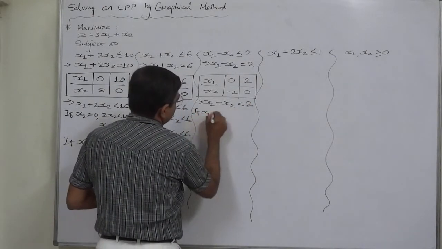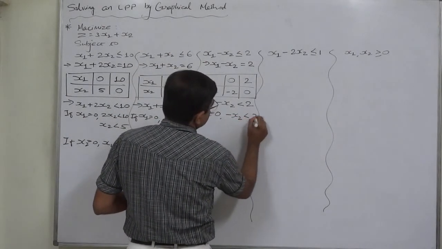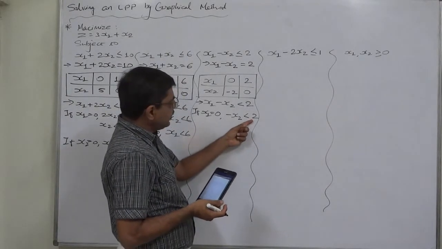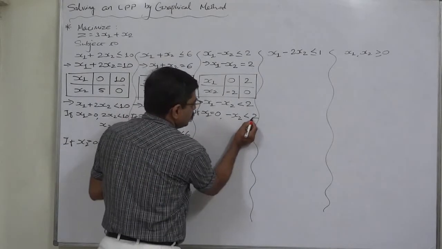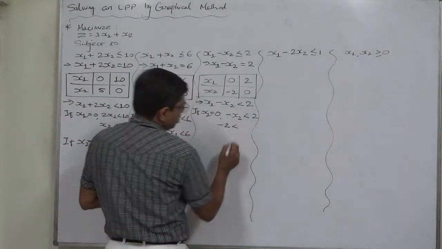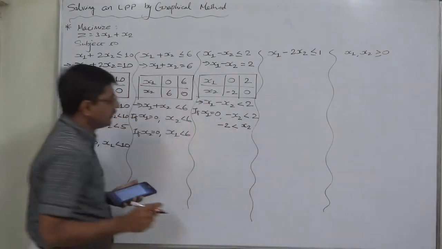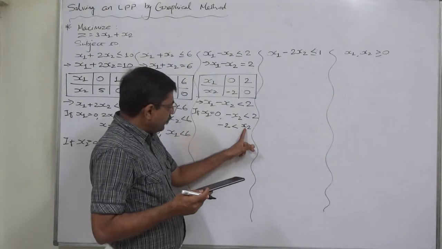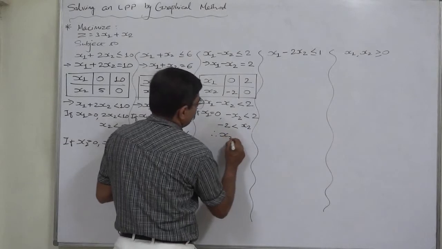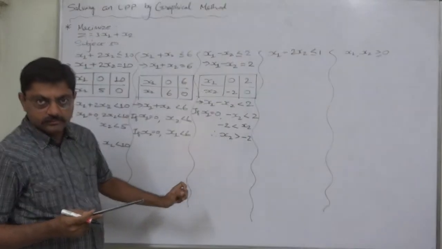If x1 takes value 0, it is minus x2 less than 2. Now we change the sides of the two factors. 2 comes on this side, hence it becomes negative. The sign remains as it is. x2 goes on the another side, so it becomes positive. Now read it from right to left. x2 greater than minus 2. Understand these part carefully.